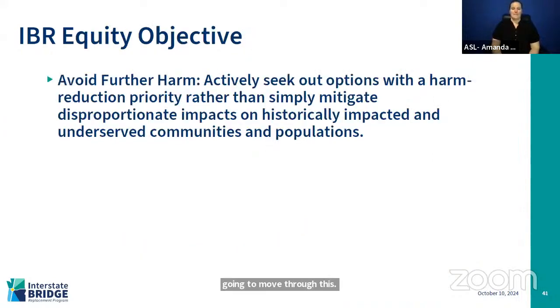All right, and so this category we're going to go through today is about avoiding further harm, and essentially the focus here is to make sure that instead of just looking at mitigations in the floor, we see how we can go beyond that and avoid harm altogether, especially the impacts that typically disproportionately affect our historically impacted and underserved communities. Next slide, please.